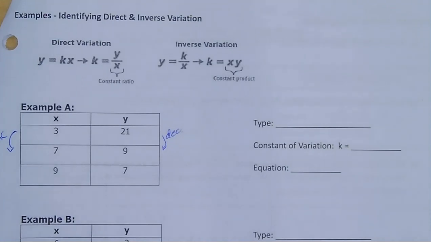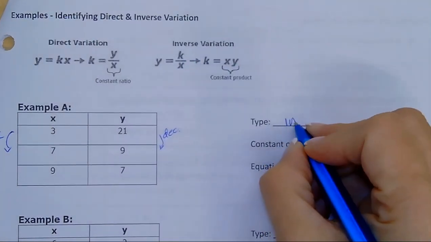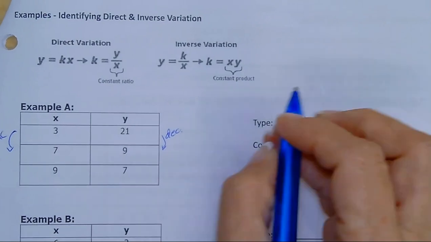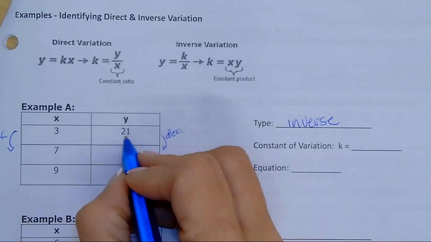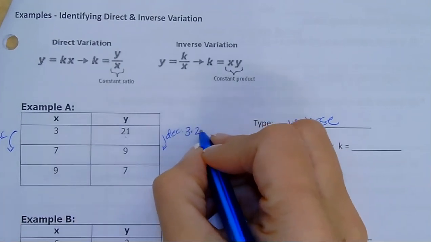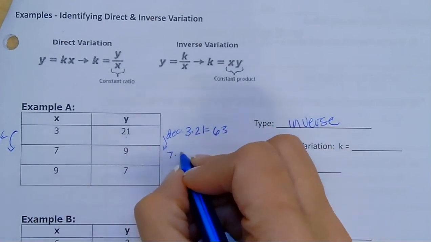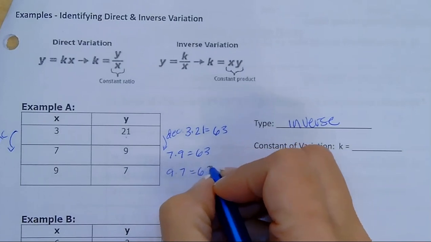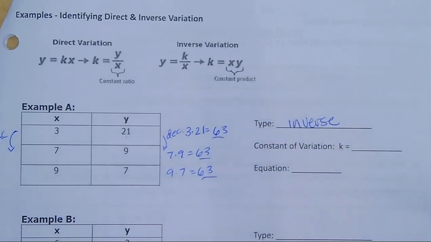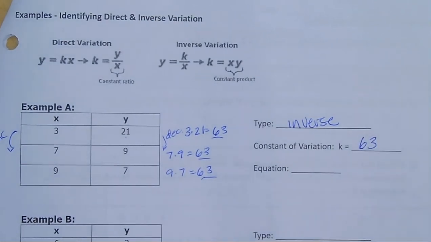So let's take a look and actually do some math. Remember, I think it's inverse, and with inverse, we know that the product of x and y always has to be the same. So 3 times 21 is 63, last time I checked. 7 times 9 is 63. 9 times 7 is 63. So the products are always the same. Products are always constant, and my product is, in fact, 63.